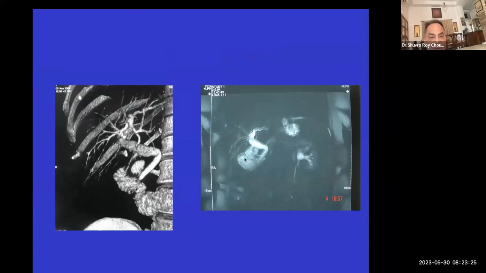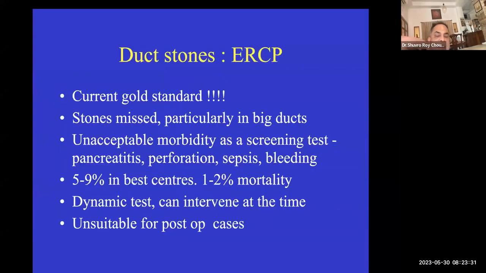So back to MRCP, right? Okay, so then the next test is, of course, ERCP. It is supposedly the gold standard. I think in all our old surgical textbooks, it was talked about as the gold standard. It is certainly not the gold standard. Stones are missed, particularly in big ducts. It has an unacceptable morbidity as a screening test in terms of pancreatitis, perforation, sepsis, and bleeding. There is a morbidity, and there is a mortality with ERCP and pancreatitis.